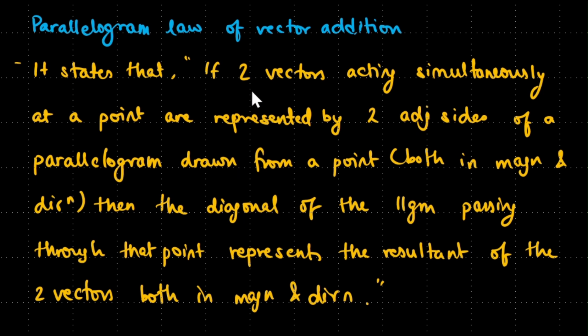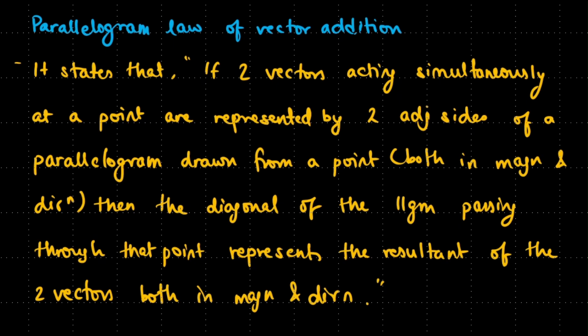Let's go back to the statement. If two vectors act simultaneously at a point, both of these vectors must act simultaneously at a point. So I'm going to copy this vector, and they act at a point, which means I must connect them by the tail-to-tail method. Why do we call it simultaneously at a point? Because the two vectors, the blue one and the white one, are acting from that point at the same time.